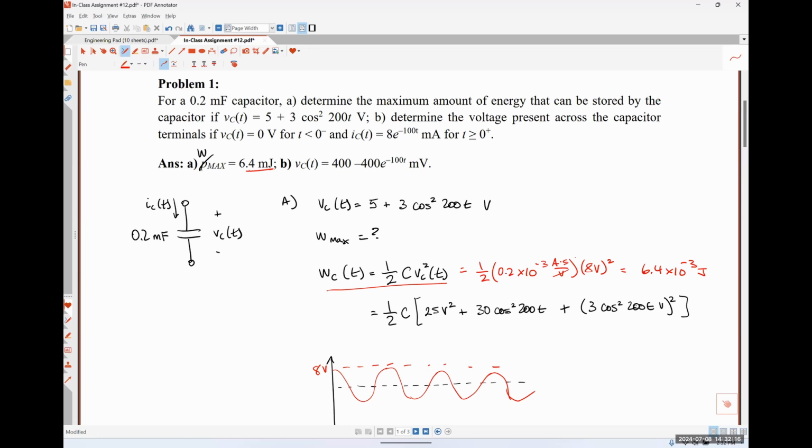All right, so part B is a little bit more straightforward, okay? So in part B, we're asked to determine the voltage present across the capacitor terminals if VC is 0 for all points in time up to t equal to 0, and it is, and IC of t is 8e to the -100t milliamps for t greater than 0.